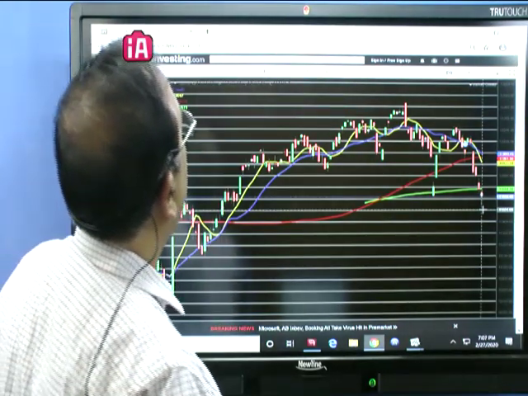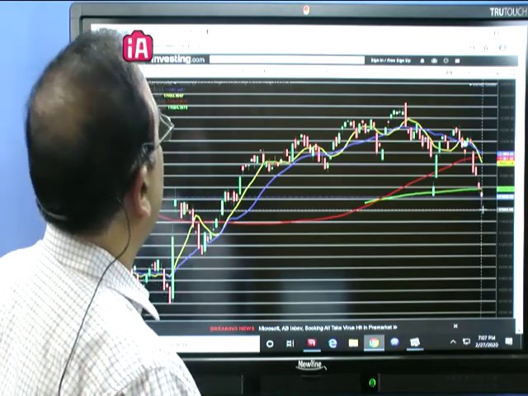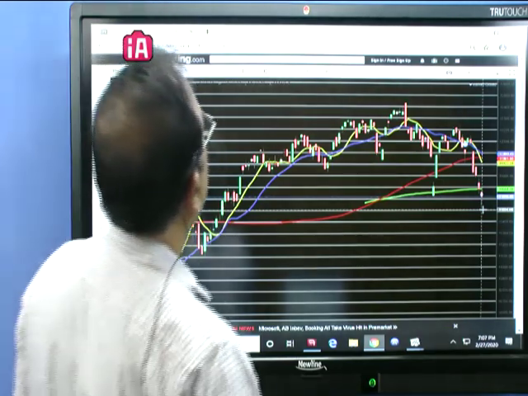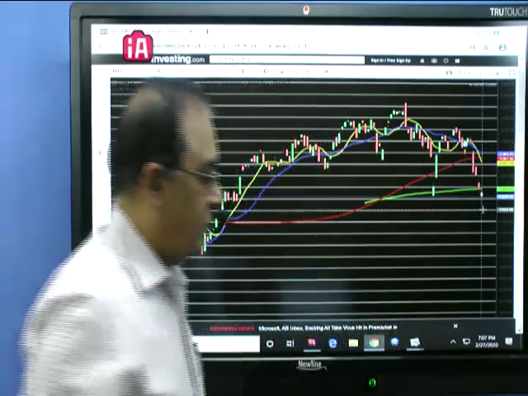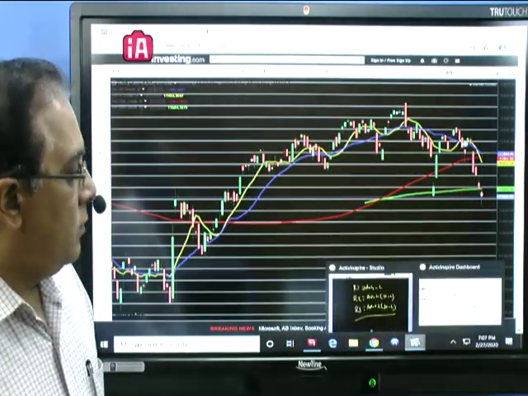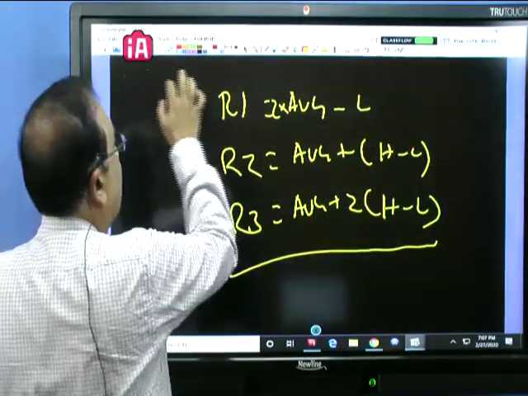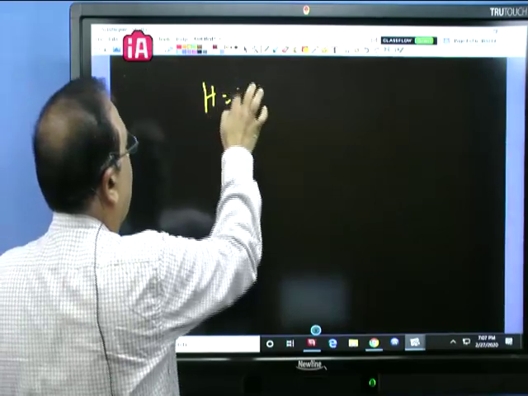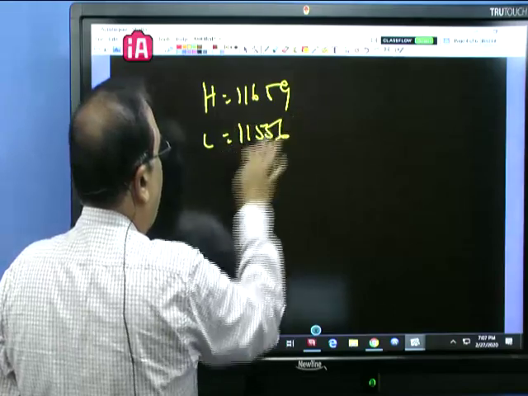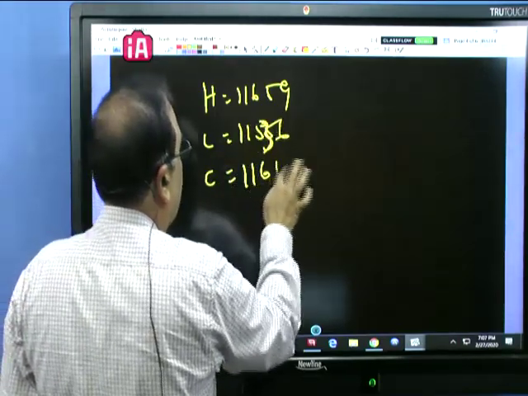Today if you look at the pattern, we have 11,659, then 536 and 618. 11,659, yes, so that is open equal to high. Today's high was 11,659, low is 11,536, and close is 11,618.